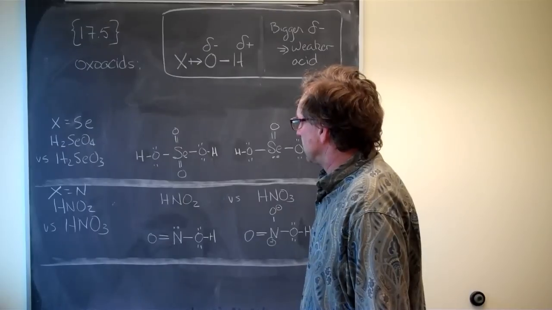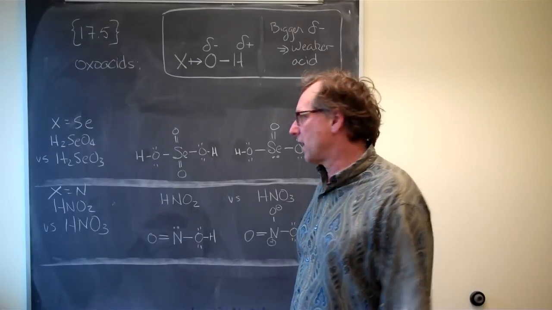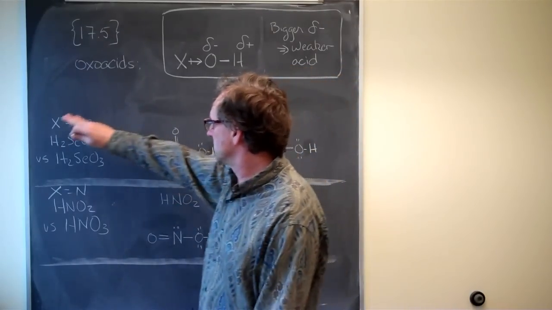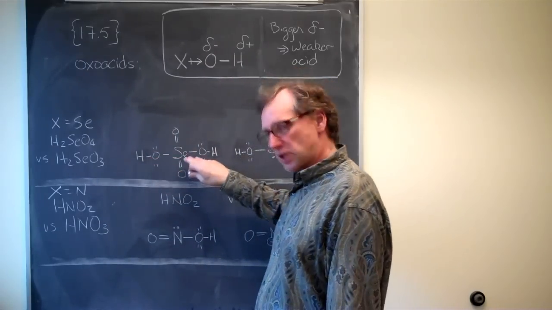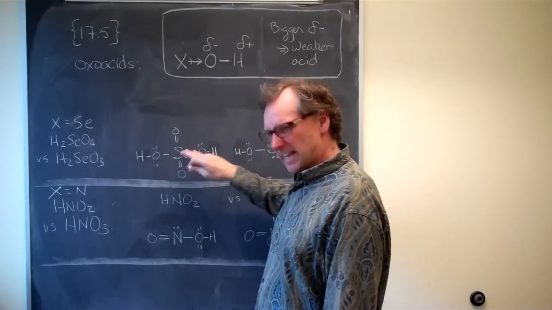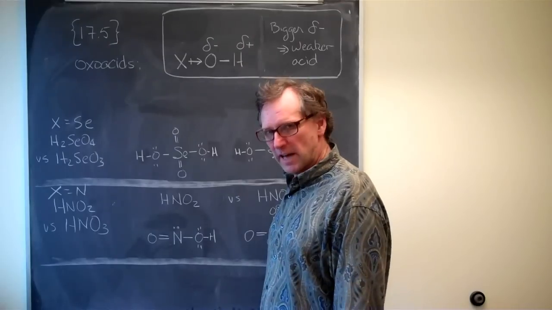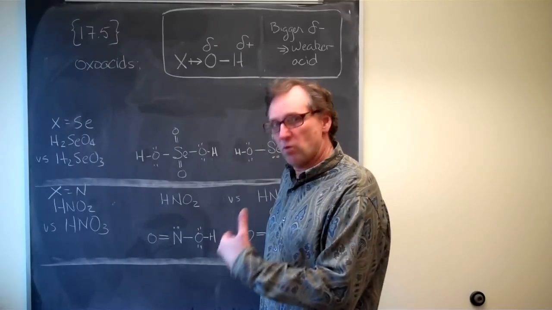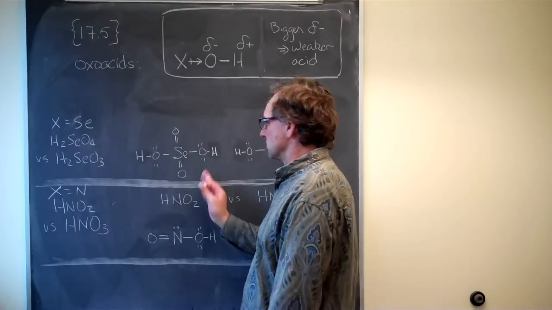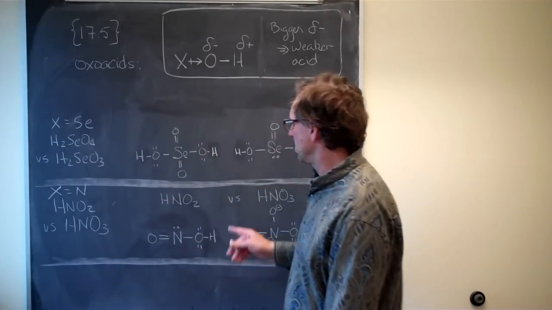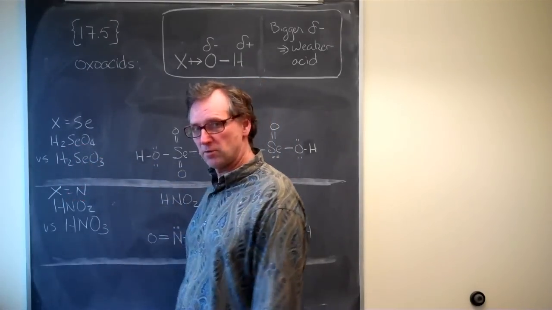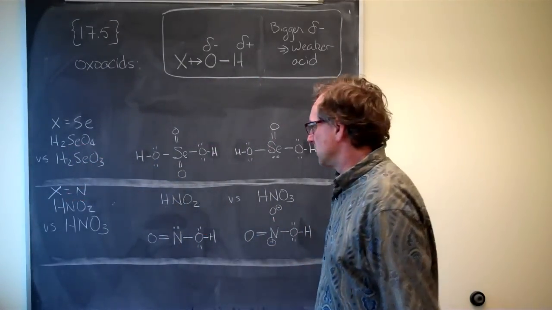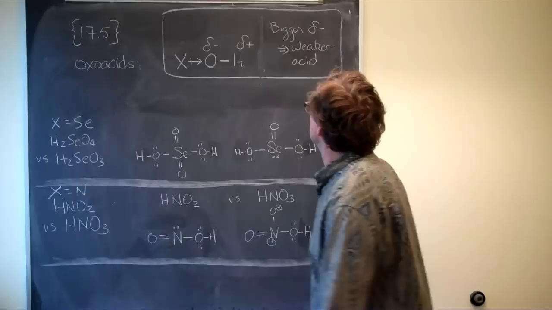Okay? And so how does that really play out? The way it plays out here is that the more oxygens have to share the electron density that's available from a certain X atom, the less there is to go around. So in this case, let's compare H2SeO4 versus H2SeO3. Which one is the weaker acid?